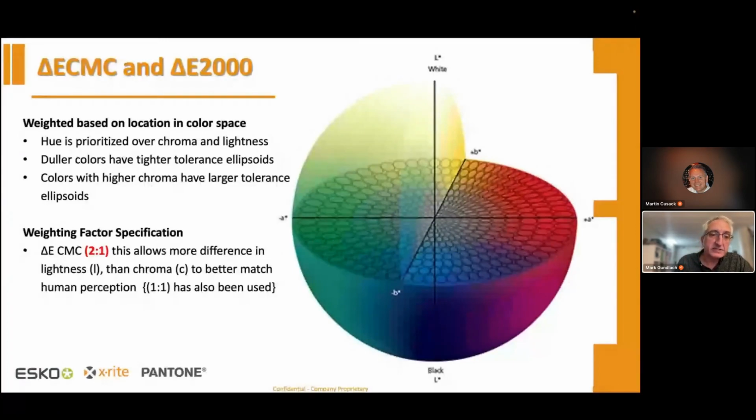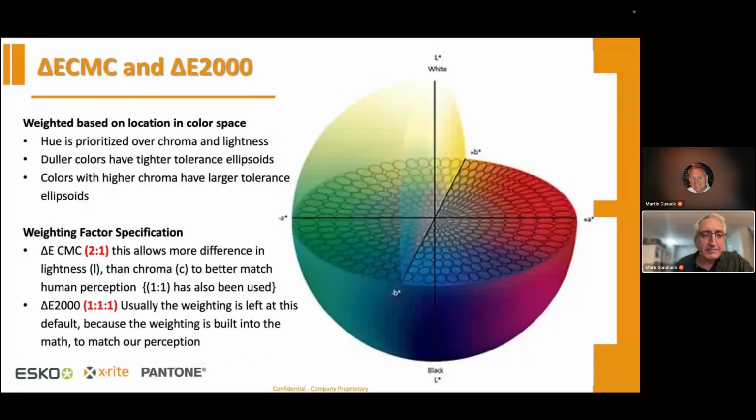The reason I mention that is because some people get a little confused when they get to Delta 2000, and they think they need to plug that 2 in there. But actually, Delta 2000 was built with a weighting factor that you want to leave at 1-1-1, because it's already optimized to match human perception pretty well. And so you don't want to change those weighting factors. In some software, if you see the ability to change those numbers, don't change it unless you've got a really good reason to. The default, the industry standard, is always going to be 1-1-1.